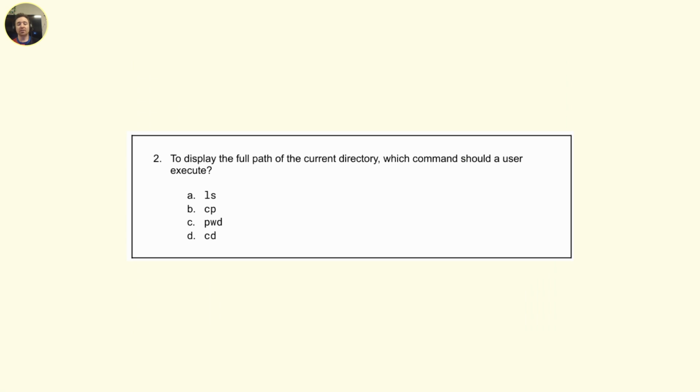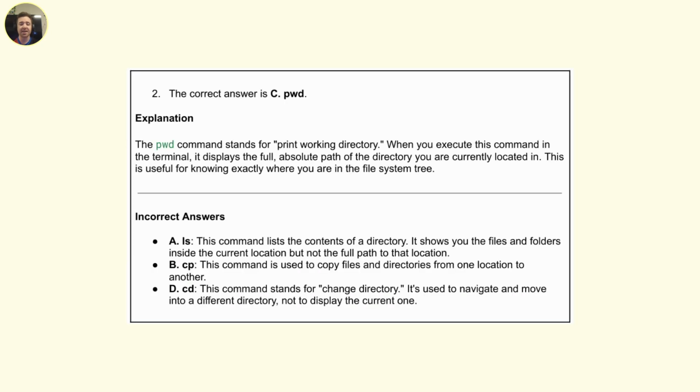The next question reads, to display the full path of the current directory, which command should a user execute? A, ls, B, cp, C, pwd, or D, cd? Your answer coming in 3, in 2, in 1, and it is C, pwd. So print working directory will show you what directory you are currently in. Have a pause and read the other ones, but that was the answer. Hopefully we got that right.